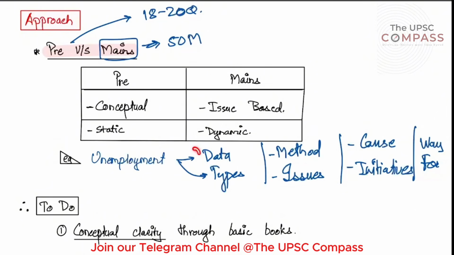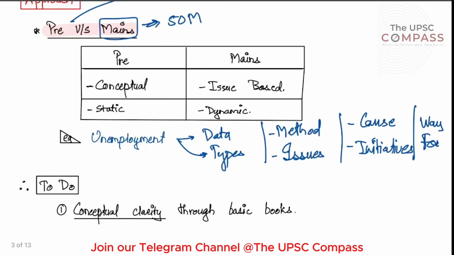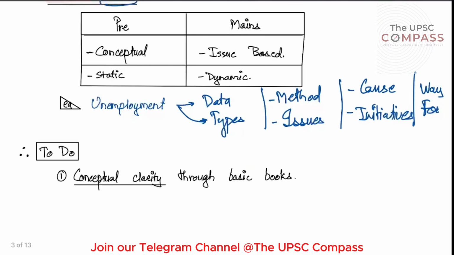So automatically, if you change your approach for prelims and mains and prepare the economics themes and issues with an issue-based approach, you will see you are able to address the majority of the questions asked by UPSC in mains. So the first and foremost thing to do for economics is build good conceptual clarity through the basic books, because unless you have good conceptual clarity, you won't be able to write good answers, understand the issue and its causes, suggest a good way forward, or analyze it and link it with other concepts. So the basic thing to do is to have good conceptual clarity.